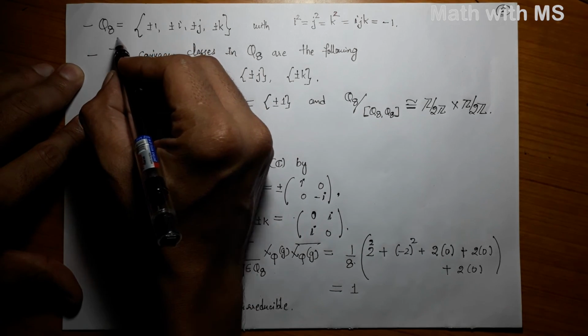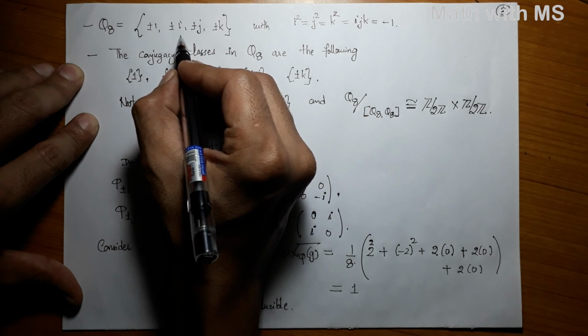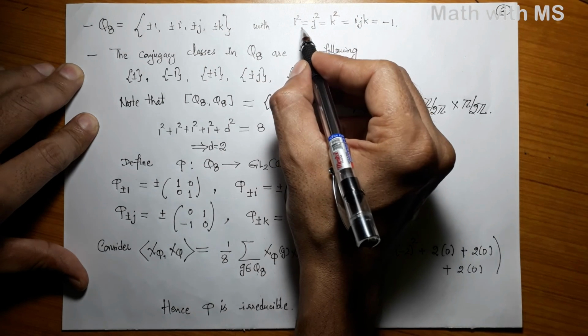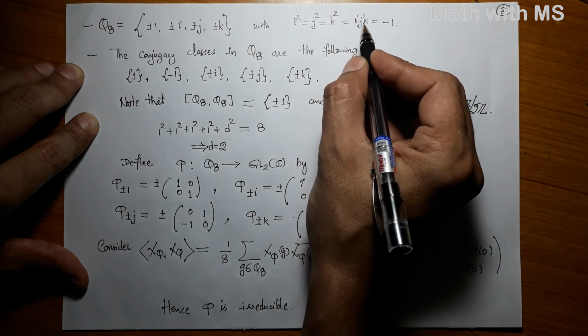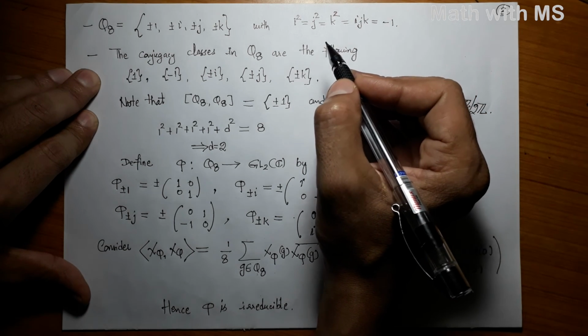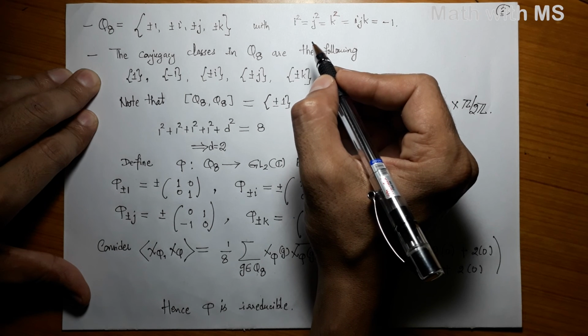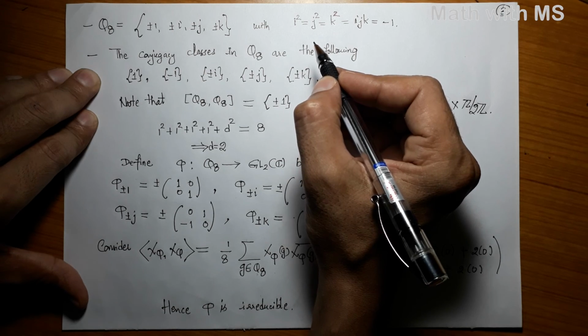Recall that Q8 has 8 elements, which we represent by plus minus 1, plus minus i, plus minus j and plus minus k, subject to the relations i square equals j square equals k square equals ijk equals minus 1. So from theory we know that the number of equivalence classes of irreducible representations of Q8 is the same as the number of conjugacy classes in Q8.